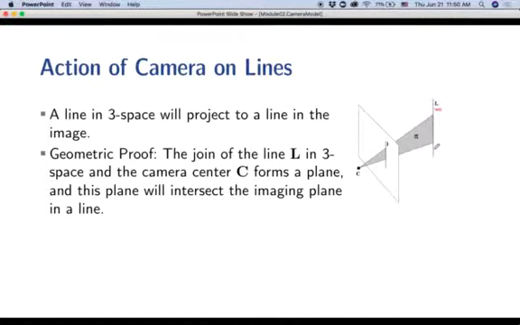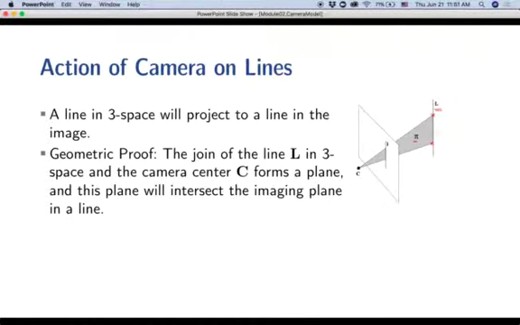This is a line in 3-space. Now consider 2 points along this line. You will know that they will join here. Okay. In fact, a line and a point. To define a plane uniquely, you either need 3 non-collinear points, or a line and a point which is not on that line. Okay, that also defines a plane. So this line L and this point C, which is the camera center, defines a plane, which is this plane given by pi.